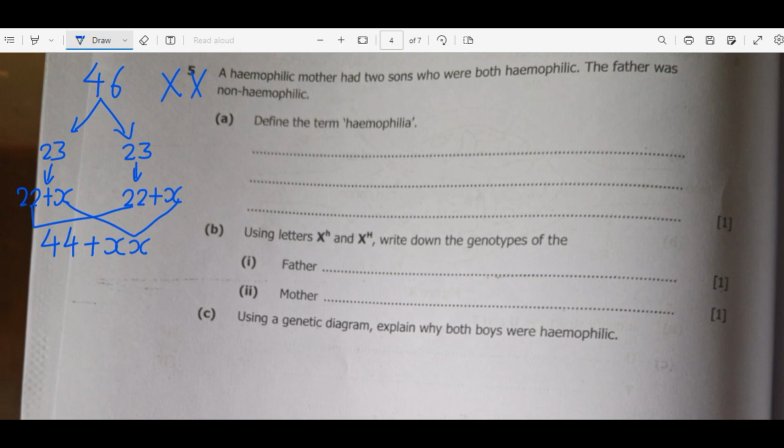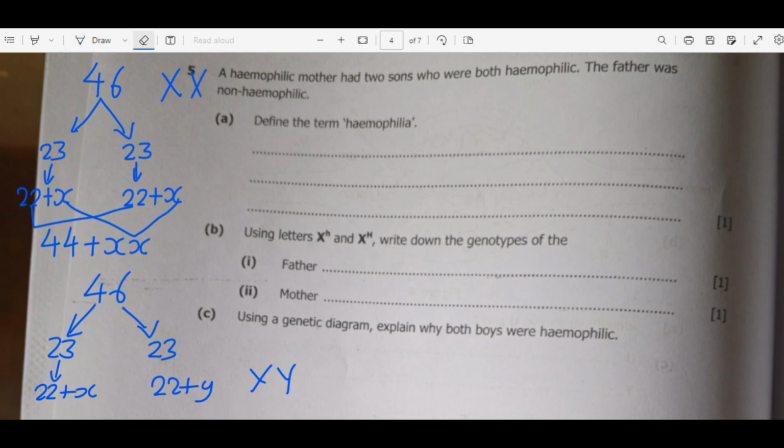Then for a man, the case is different. We still have 46, so the total must be the same. But out of 23, we are going to have 22 plus X. Then here we are going to have 22 plus Y, because for a man it's XY.